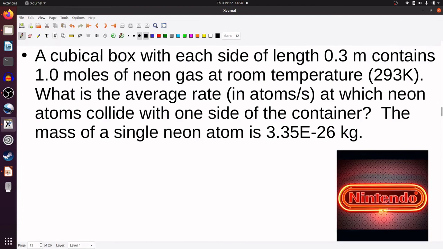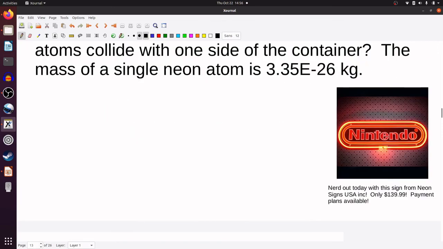Let's say you have a cubical box with neon inside of that box, neon gas. So like putting this little neon sign inside of a gas.